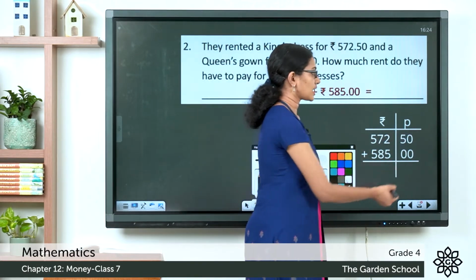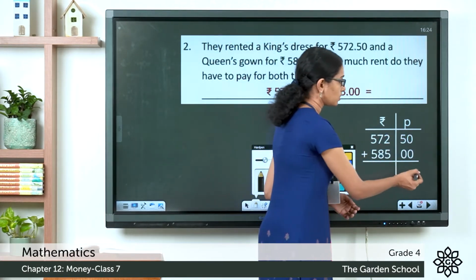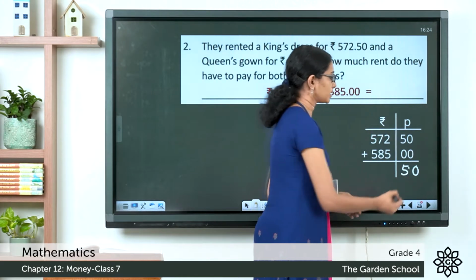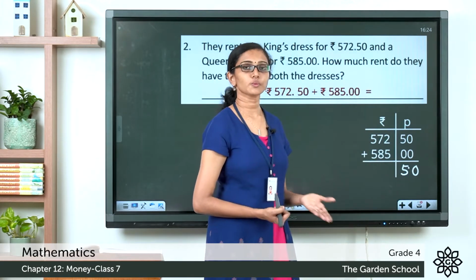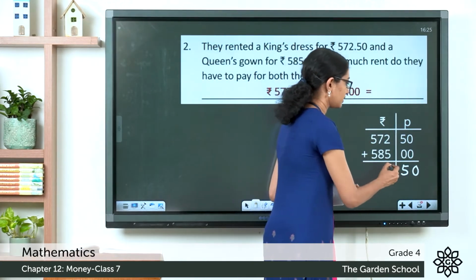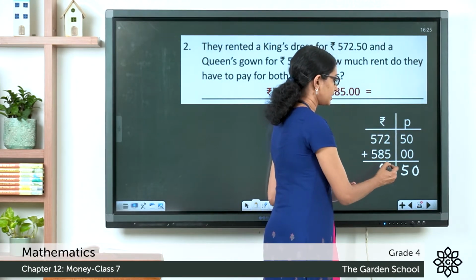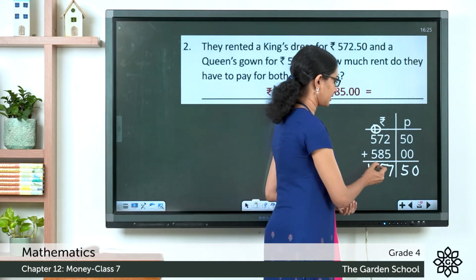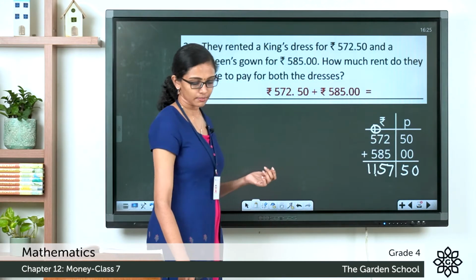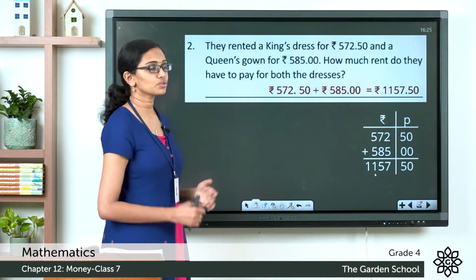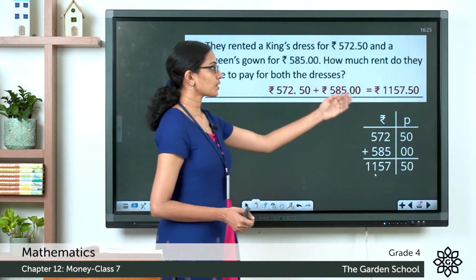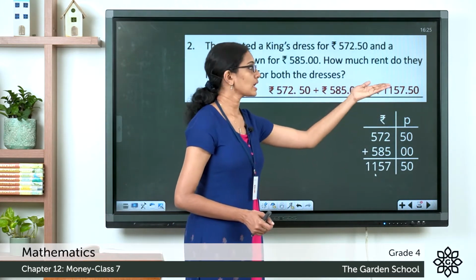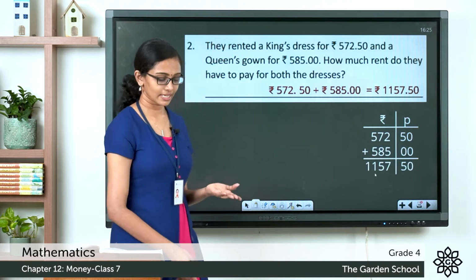So, here starting with the paise column, here we have 0 and 5, 50 paise here. Now, moving to the rupee column, 2 plus 5, 7, 7 plus 8, 15, I carry over 1 here, 5 plus 5, 10 plus 1, 11. So, what is the total amount? The total rent for the two dresses is equal to 1157 rupee 50 paise. Hope this is clear to you.